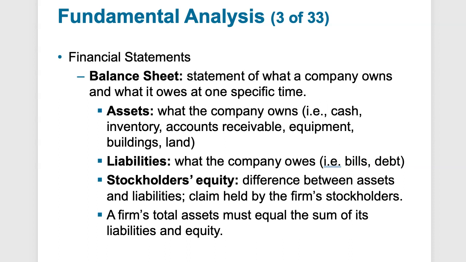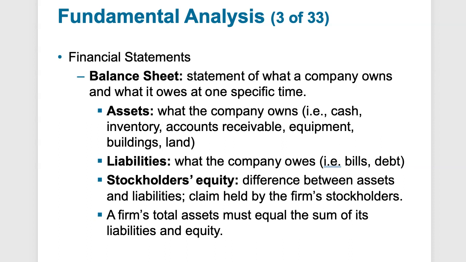So let's take it on a very small scale. You have a car that's worth $20,000. Now, you put $5,000 down on that car. So your equity is $5,000 and your liability is $15,000. Together, your equity and your liability is the total value of the car. It's the same thing for a business, but on a larger scale. Now, assets must equal liabilities plus owner's equity.